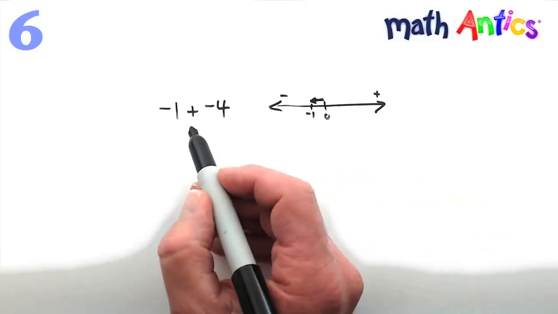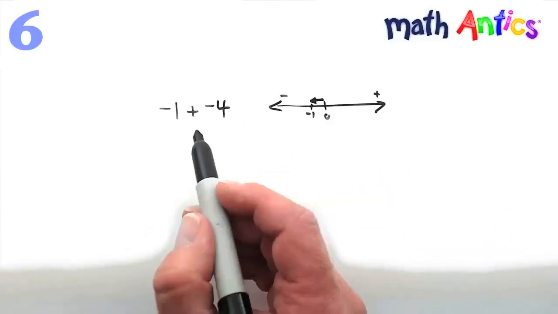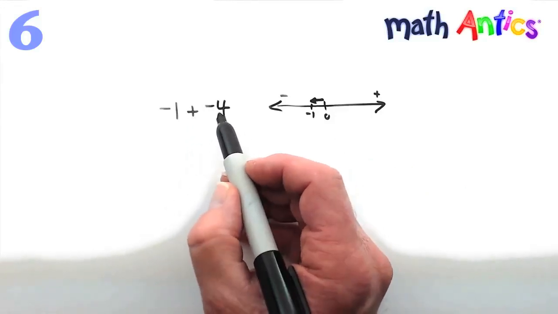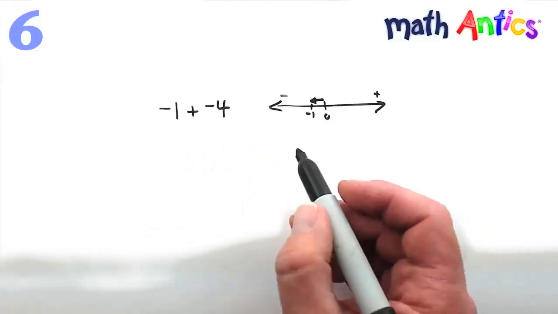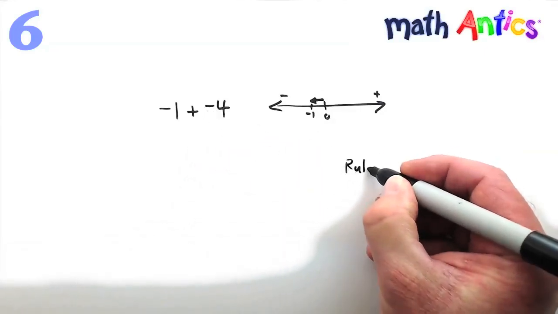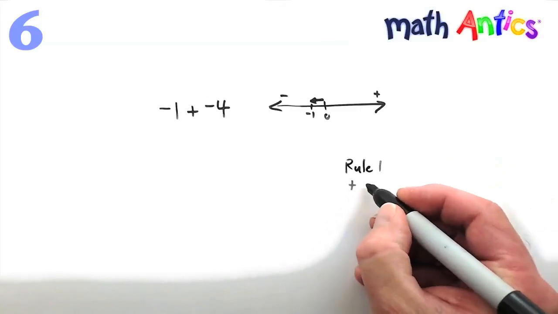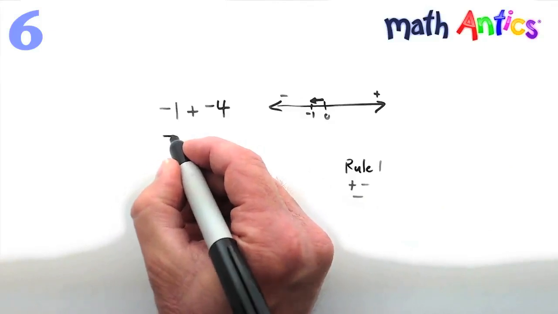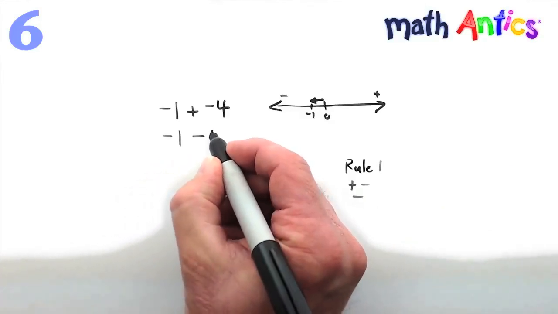And what are we doing to it? Are we making it bigger or smaller? Well, we're adding something to it, but we're adding a negative. So that's actually going to be making it smaller because we're adding a negative. Our rule number 1 says that when we're adding a negative, that's the same as subtracting something. So if we want, we could rewrite this problem, negative 1 minus 4.